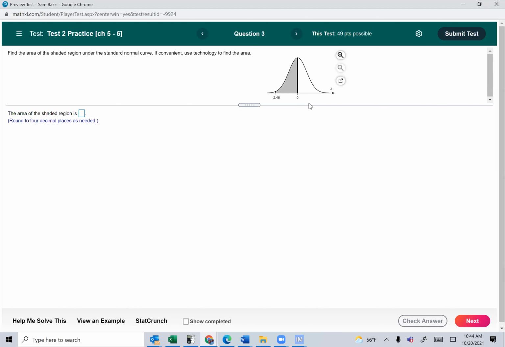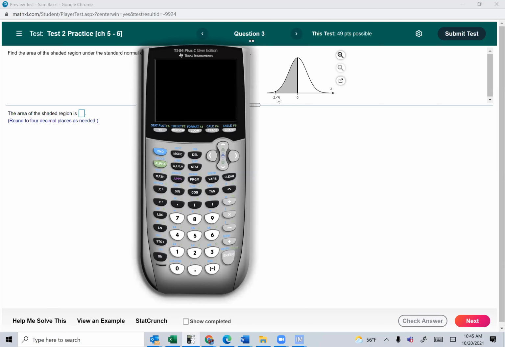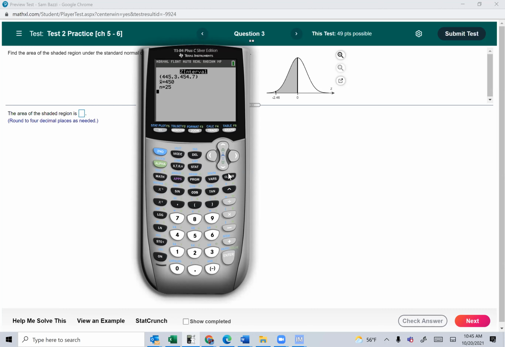Okay, now he wants the area under the normal curve between -2.46 and 0. So guys, you know what to do here. It's a normal CDF function. I'm going to be using this quite a bit in chapter 5. So the lower bound, as you can see, is -2.46. The upper bound is 0. And the mean is 0 and 1, since it is about z. Remember, guys, when it is about z, it's always 0 and 1.